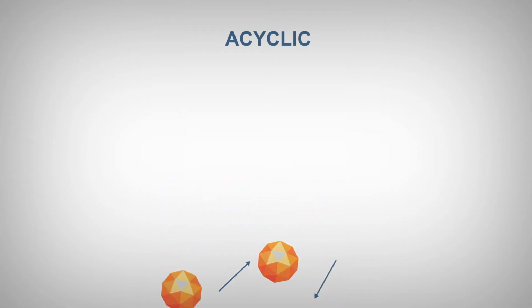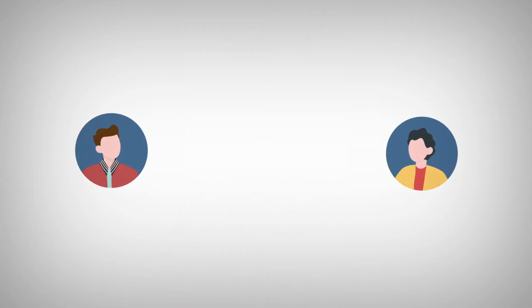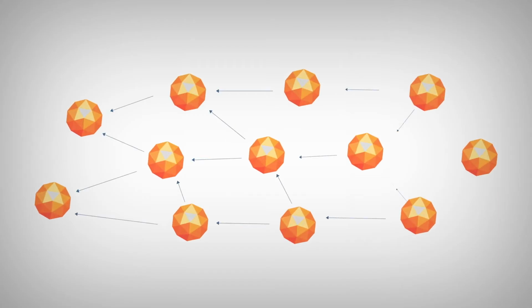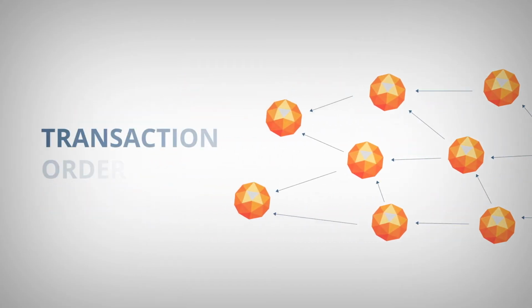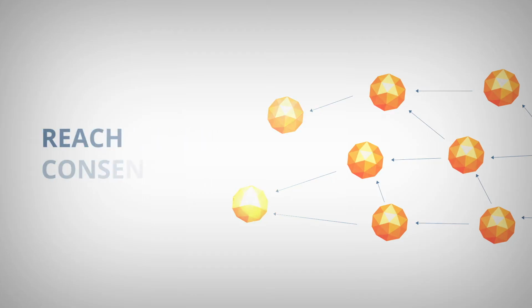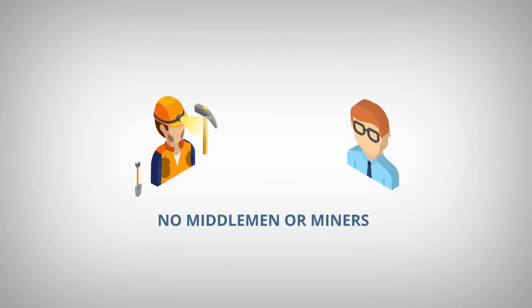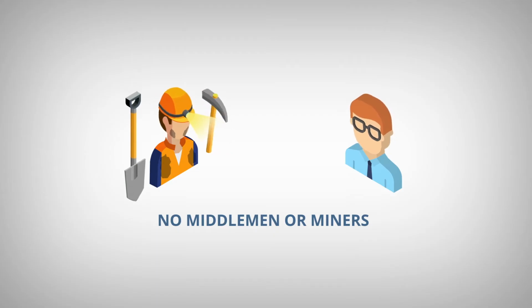back to Transaction 1. With Obyte, anyone can submit a transaction directly to the ledger. When they do, there are rules that must be followed. The rules are important as they help the ledger determine transaction order, reach consensus, and prevent issues like double spends. No middlemen or miners are involved. This is for good reason.